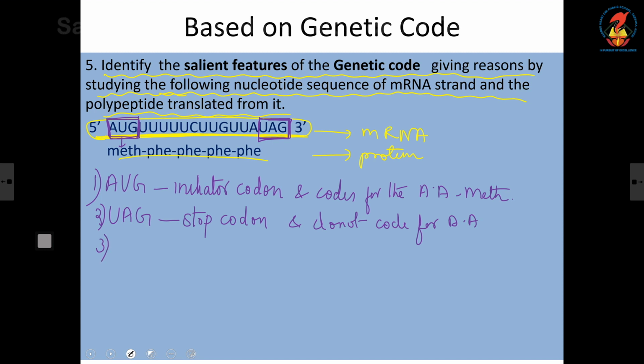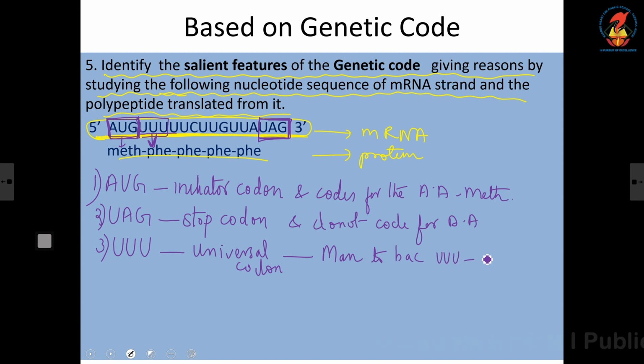Third, you can recognize a lot of U's and you see what these U's are. Triple U's coding for phenylalanine, and that should strike you. UUU is a universal codon. What's the meaning of universal codon? Right from man, who's very complicated, to bacteria with a simple body design, has UUU coding for phenylalanine. So, you got that feature also.